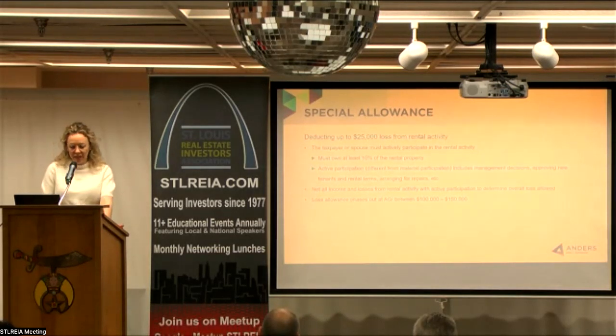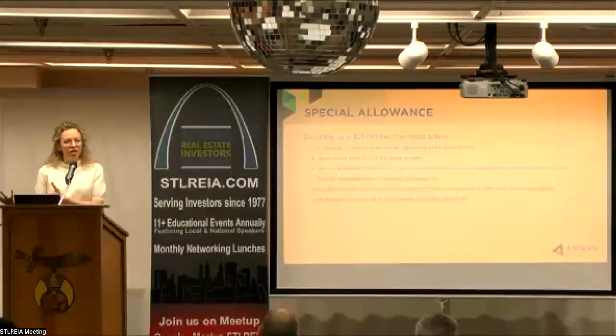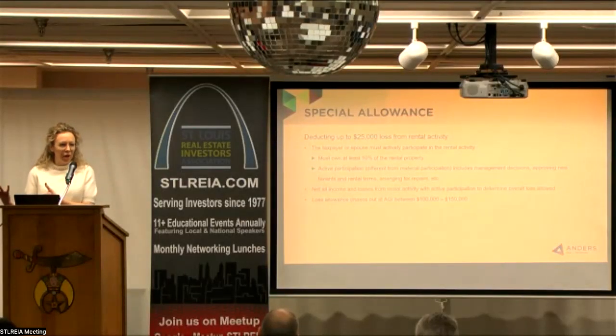When calculating how much of the $25,000 you can deduct, you first net all of the income and losses from any rental activities in which you have active participation. So let's say in any given year, you've got $10,000 of income from one in which you actively participate, and you have a $15,000 loss in another property. The net that you'll be able to deduct is $5,000.